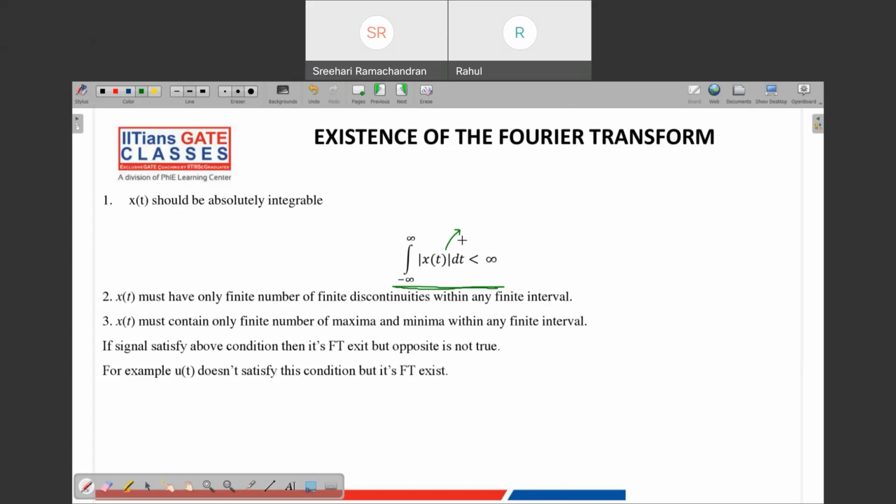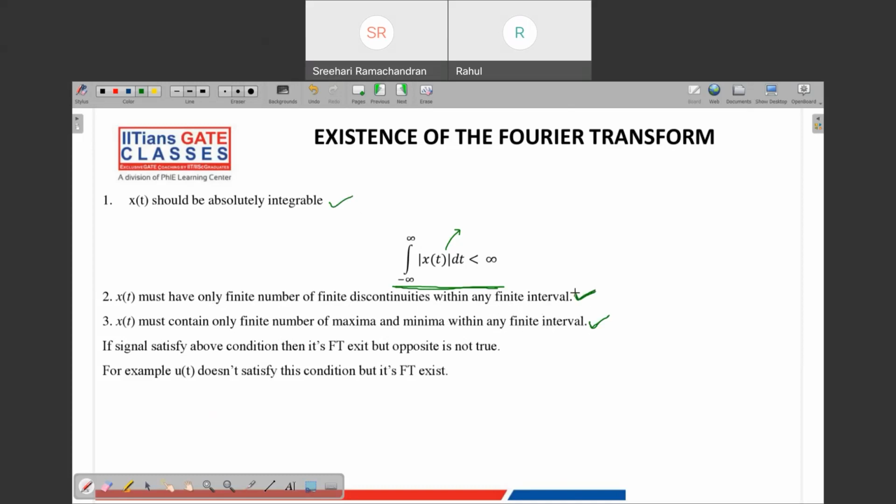If the signal satisfies this criteria, and also the criteria that it has only a finite number of discontinuities in a finite interval, and it has only a finite number of maxima and minima within the finite interval. So this is the first criteria, this is the second criteria, and this is the third criteria.